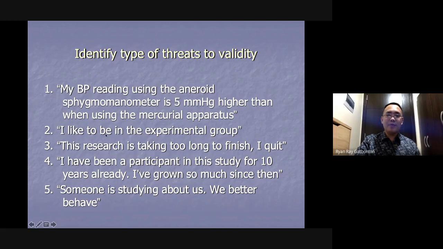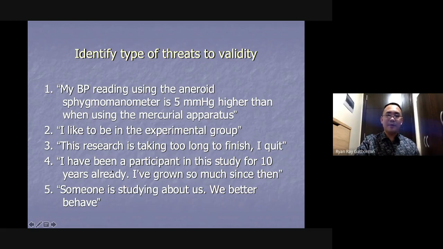Number 2, I like to be in the experimental group. This example illustrates selection bias. Number 3, this research is taking too long to finish. I quit. The words I quit mean he wants to drop out. Therefore, this is a threat to internal validity. This is a mortality factor or mortality threat.